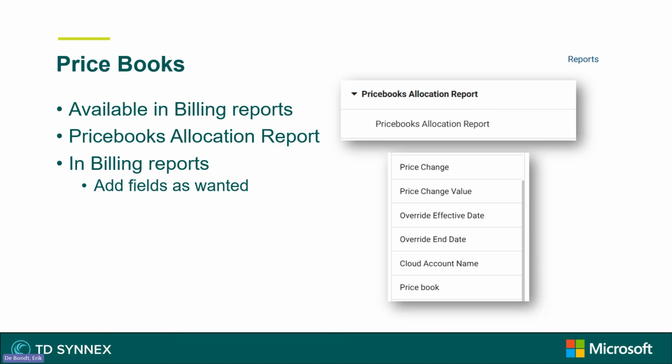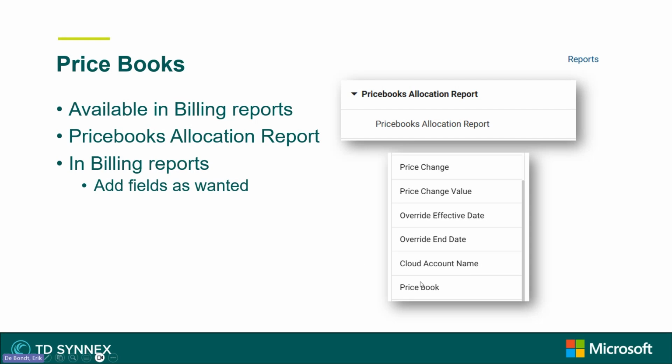Yes, you can see them in the billing reports. So you want to know, oh, which price book did I assign to which customer? You can see it in the billing reports. You have a price book allocation report, but it's a bit limited in the sense that it doesn't give you the name of the price book, but only the code, so the internal ID of the price book, and then you need to map it. So sometimes it's better to see it in the billing reports, and you can add the field as you wanted.